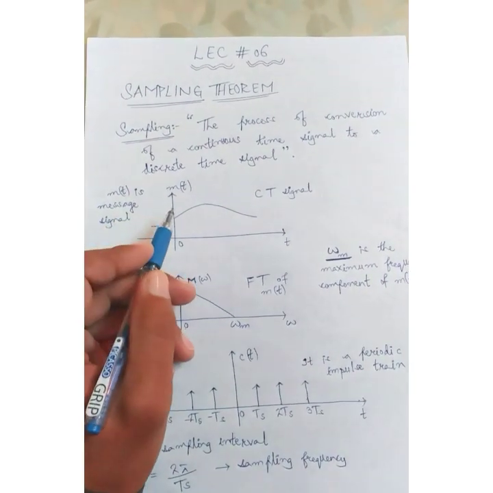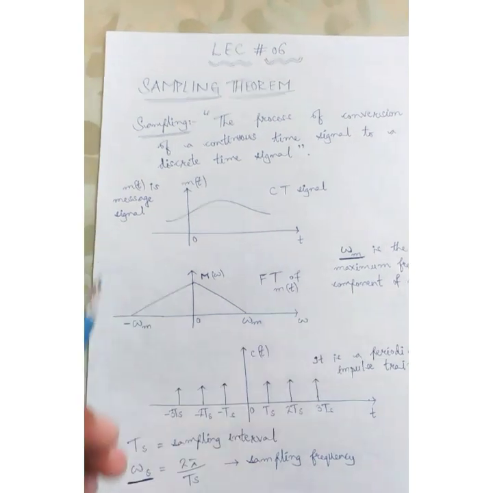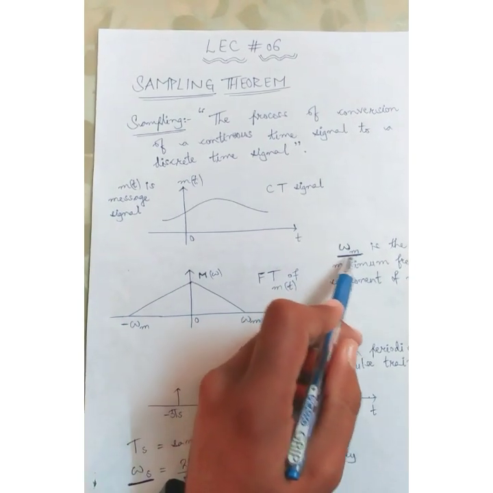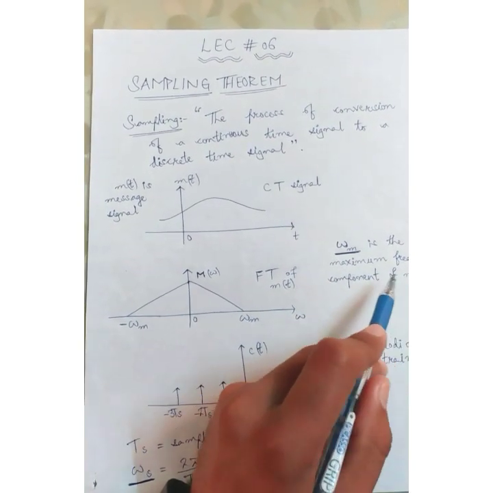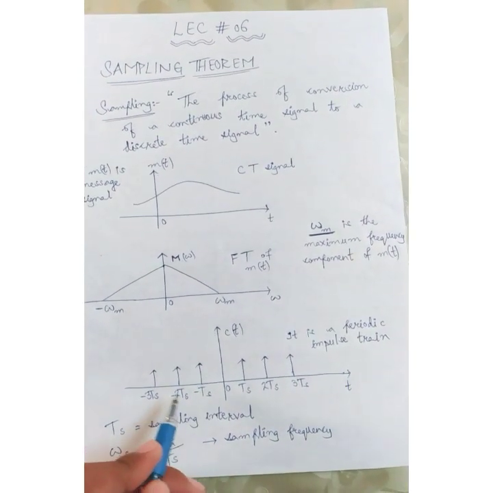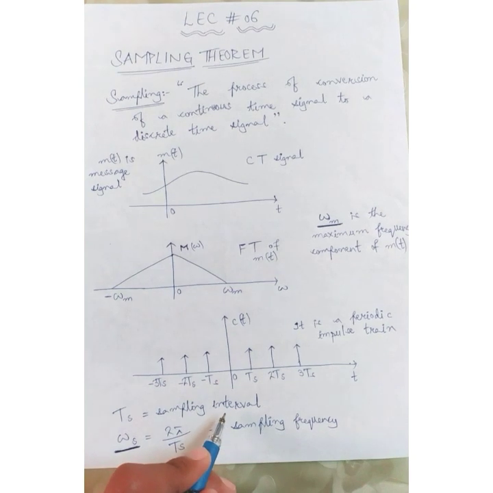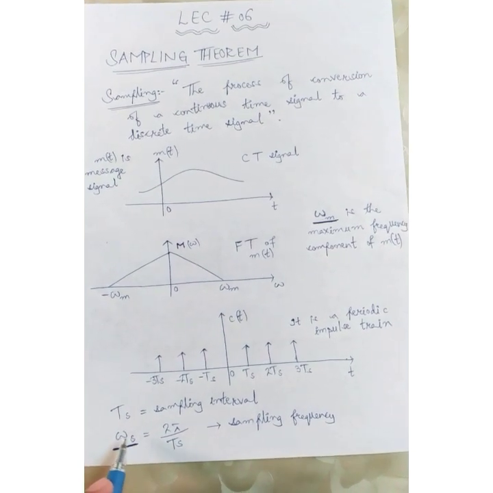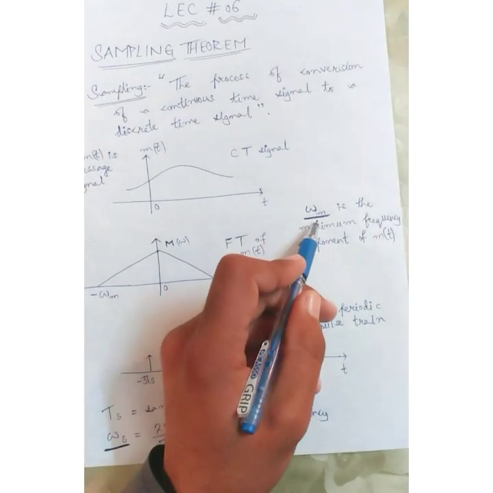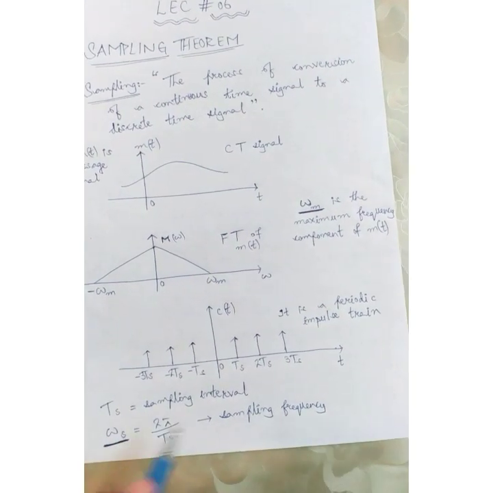Let's consider a continuous time signal, in which m of t is the message signal and its Fourier transform would be given like this, where omega m is the maximum frequency component of m of t. Now let's consider another continuous time signal, that is the impulse train, where ts is equal to the sampling interval, omega s is equal to 2 pi over ts. This omega s is known as the sampling frequency. So as we discussed earlier, omega m is the maximum frequency of the message signal, and now we are dealing with omega s, the sampling frequency.